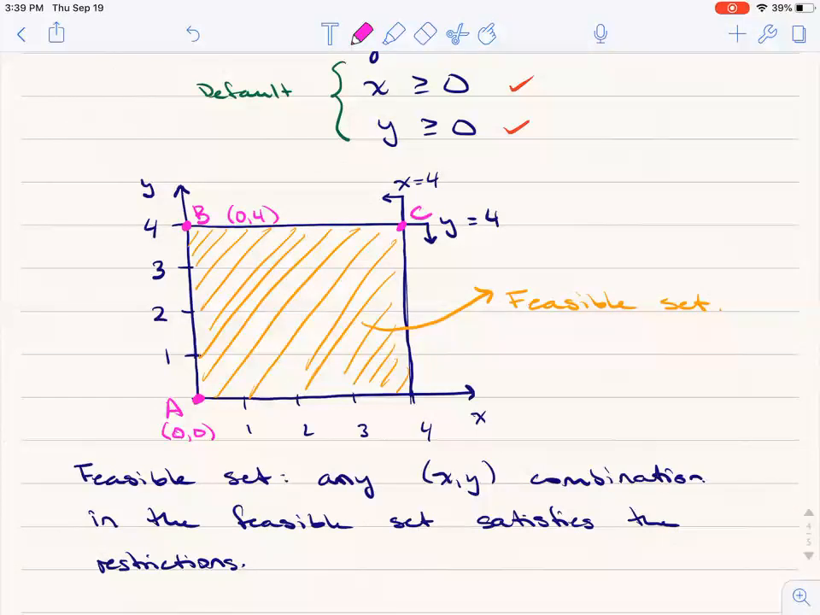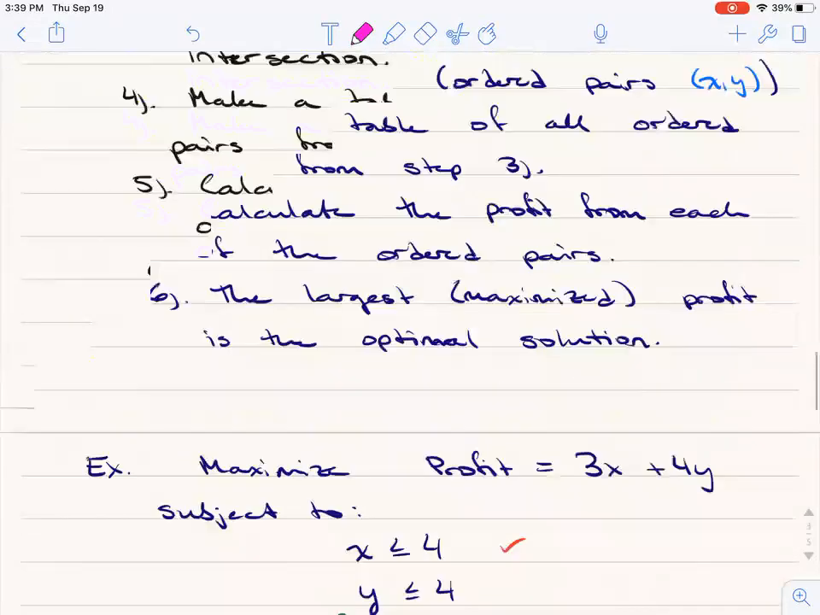Call this C. As long as you're labeling for you to keep track of, you can label them however you want. But I usually just start at the origin and work my way around clockwise. C is at 4, 4. And D is at 4, 0. Good. All right. The hard part's over.